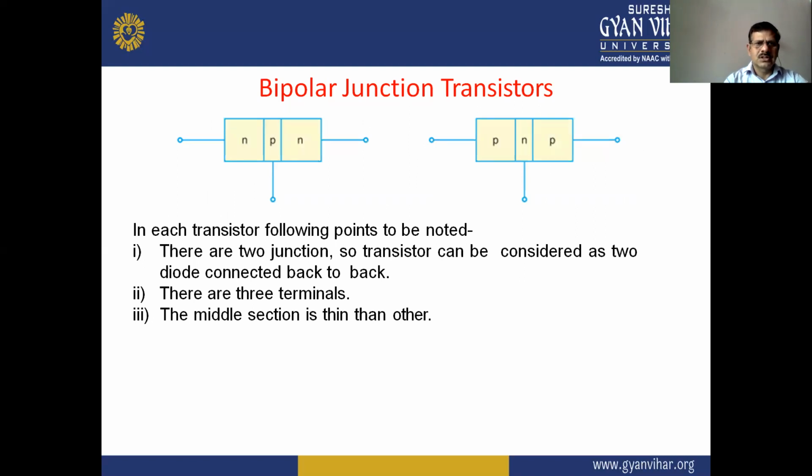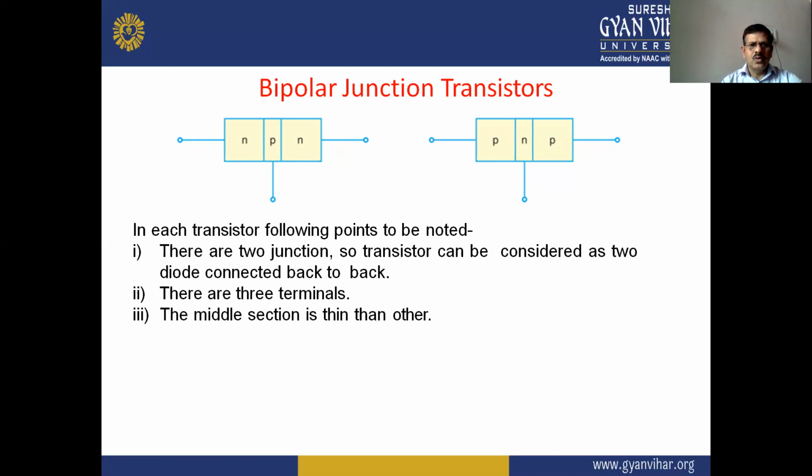Now there are some symbolic representations of the BJT. In this diagram there are three terminals. The first terminal is the emitter, the second is the base, and the third one is the collector. This is the NPN transistor representation, and the second one is the PNP transistor representation. In each transistor, the following points are to be noted.